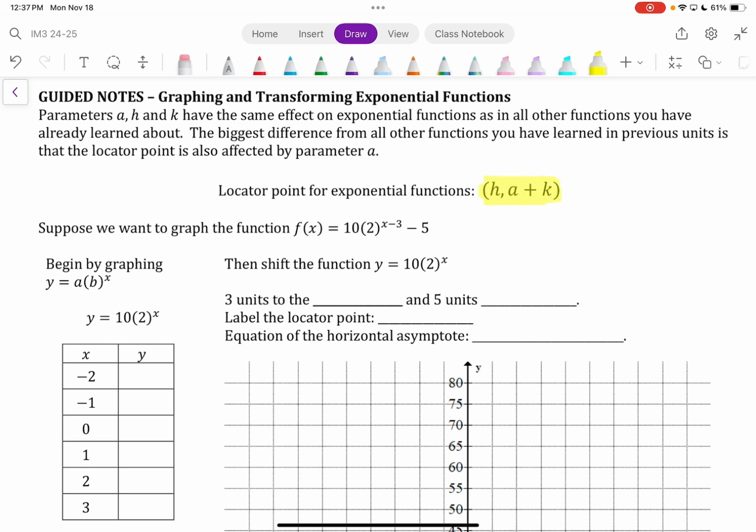Your locator point is going to be the following. So how do you figure out your locator point? Well, the locator point's x value is going to be h. That doesn't change. But k is affected by the parameter a. So to figure out your y value, it's the sum of a and k. That is how we figure out the locator point.